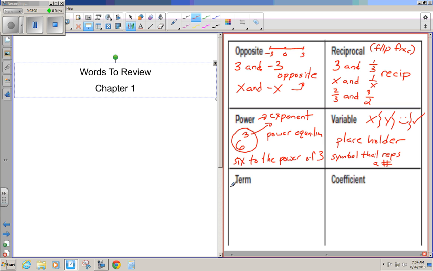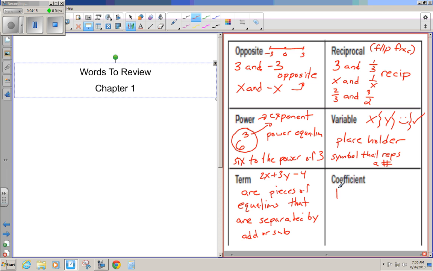All right, a term. Terms are pieces of equations that are separated by addition or subtraction. It's plain and simple. So if you saw an equation 2x plus 3y minus 4, there are 3 terms here. 2x is a term, 3y is a term, minus 4 is a term.